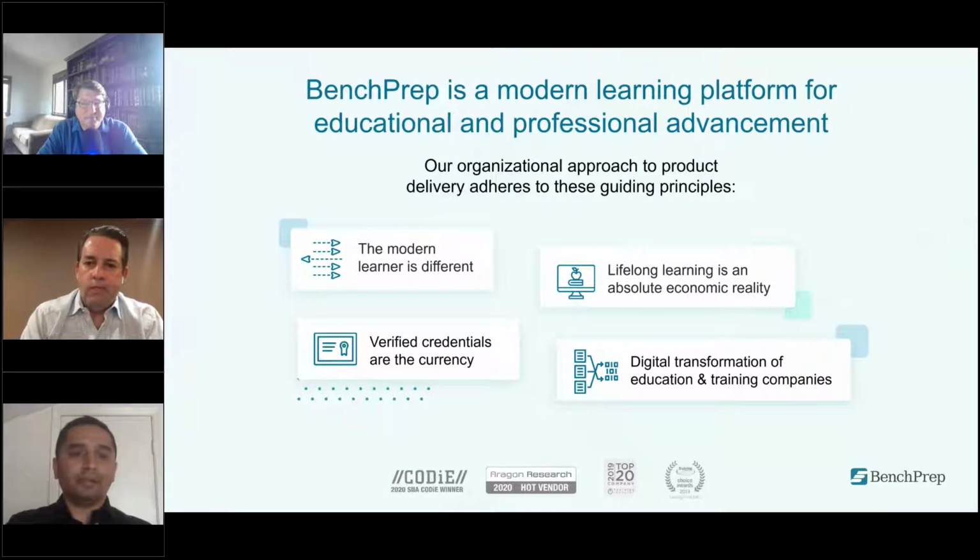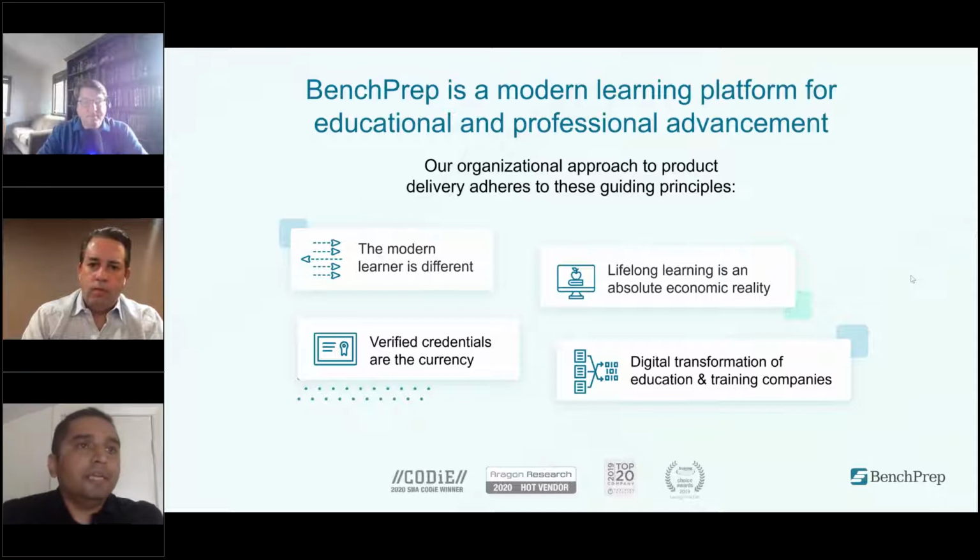First is that lifelong learning is an absolute economic reality. It's not a buzzword anymore. Upskilling and reskilling has become a C-level issue. We are seeing that the world has decidedly shifted away from the traditional front-loaded accreditation to occupational licenses, professional certifications, and a system of learning that is focused around skills.